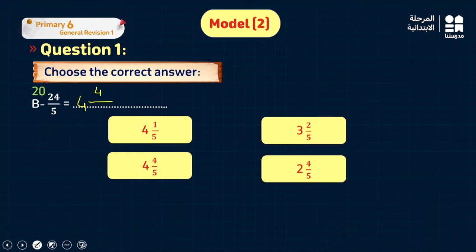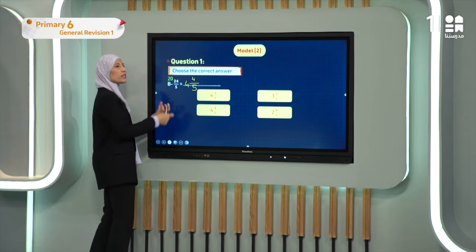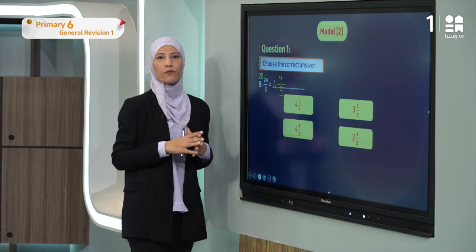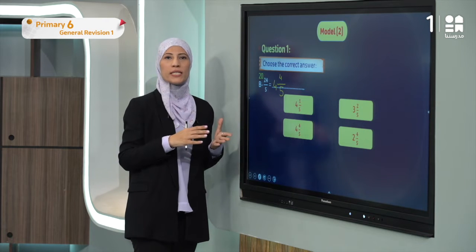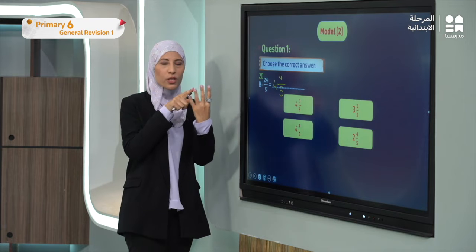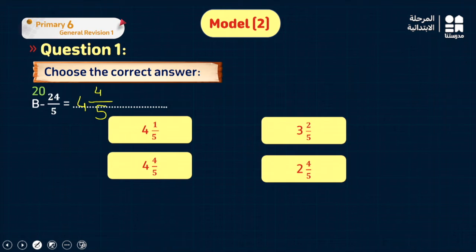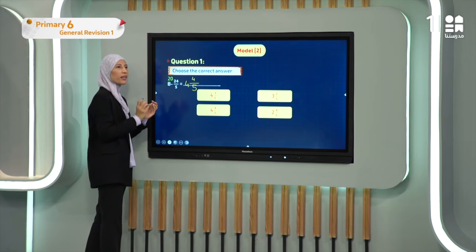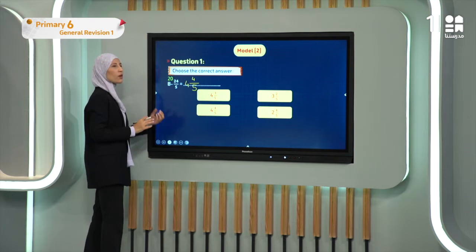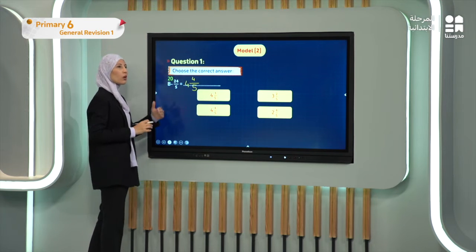The denominator I will put as it is. Again I have 24 out of 5, so I will go down till I reach a number divisible by 5. Go down till 20. 20 divided by 5 equals 4, so I have a whole number 4. Then I find the difference between the numerators: 24 minus 20 equals 4. It's my new numerator, and the denominator I will put as it is. So the number will be 4, 4 out of 5.